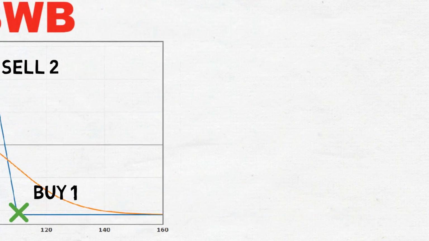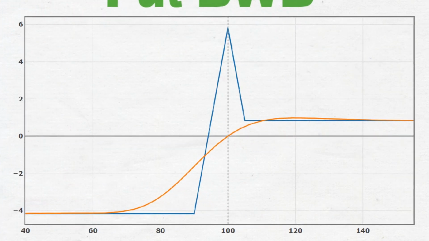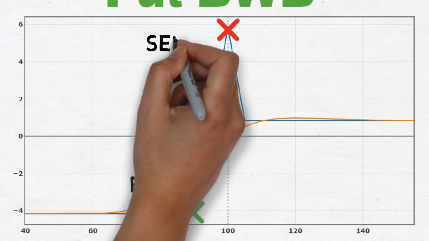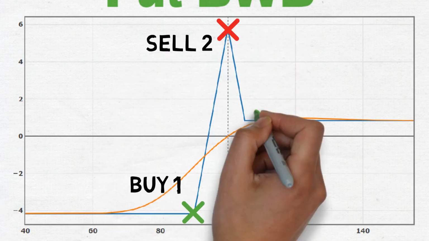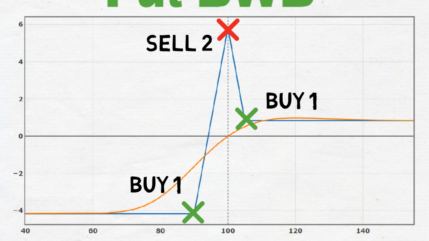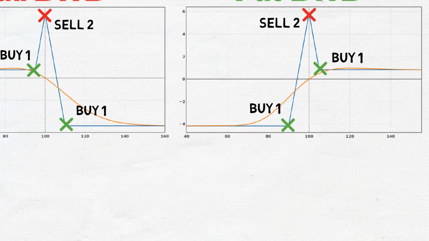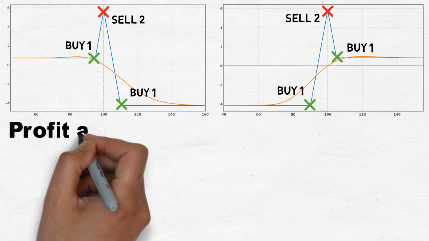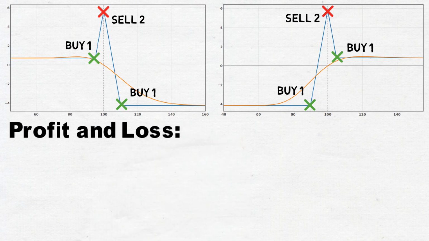A put broken wing butterfly works very similar. You buy an out of the money put option, skip a strike, and then sell 2 at the money puts, and finally buy 1 in the money put option. Let's now take a closer look at the profit and loss of broken wing butterflies.